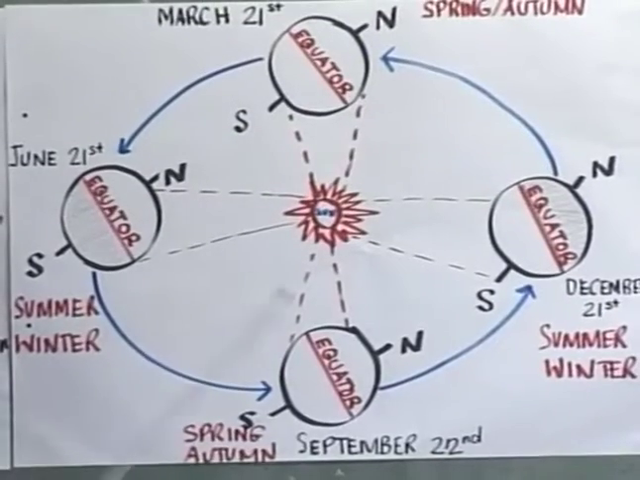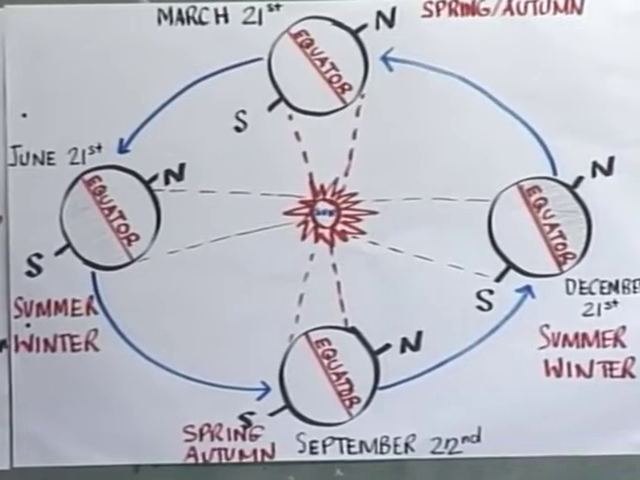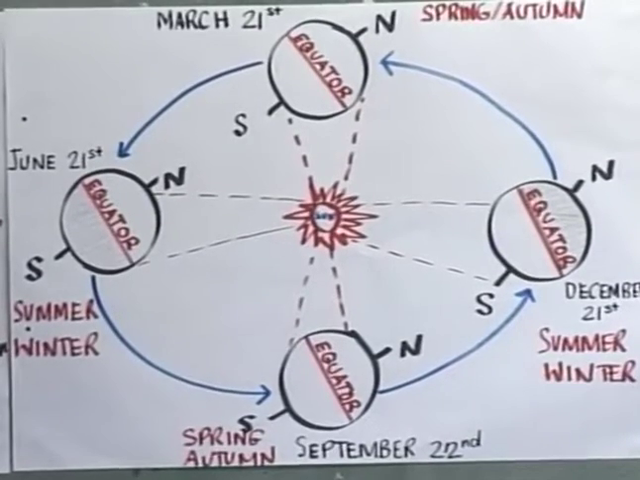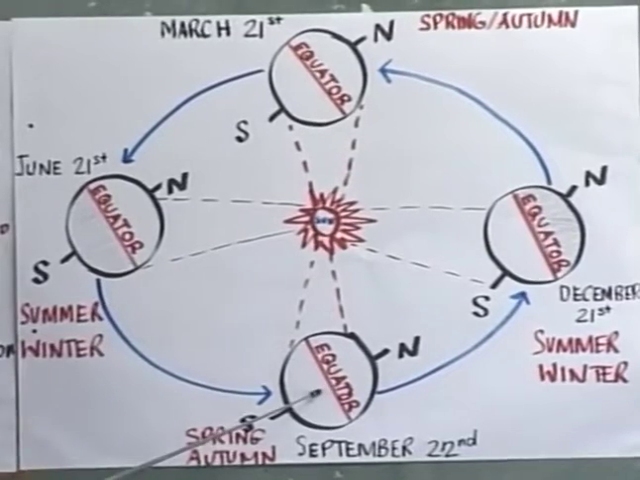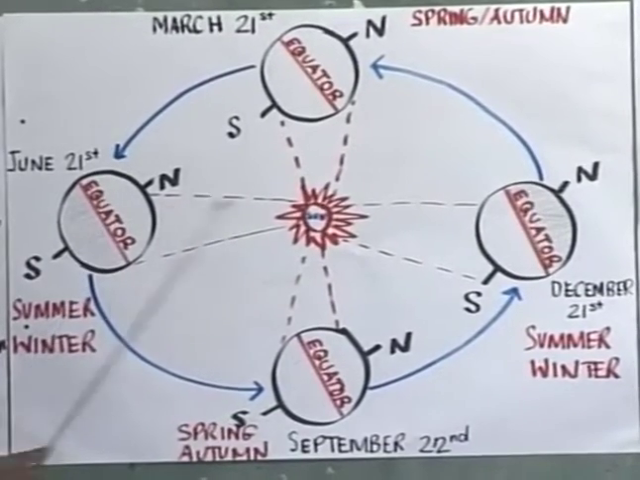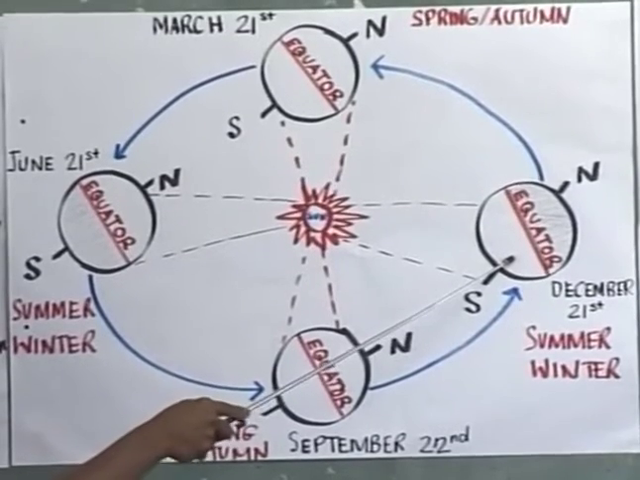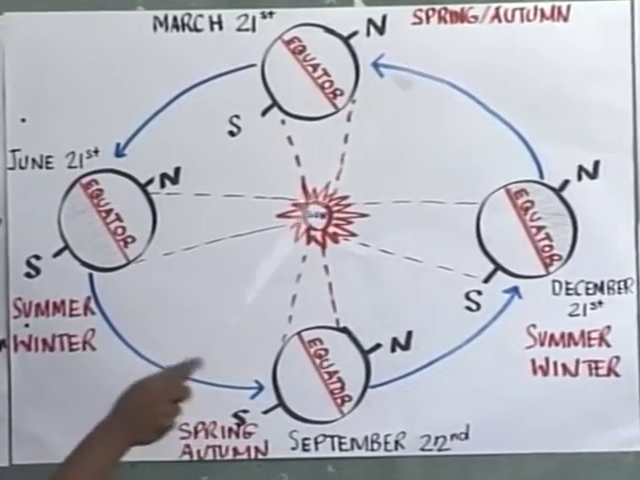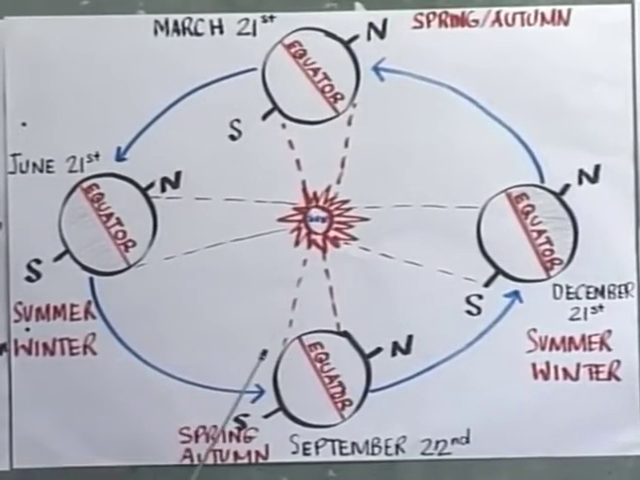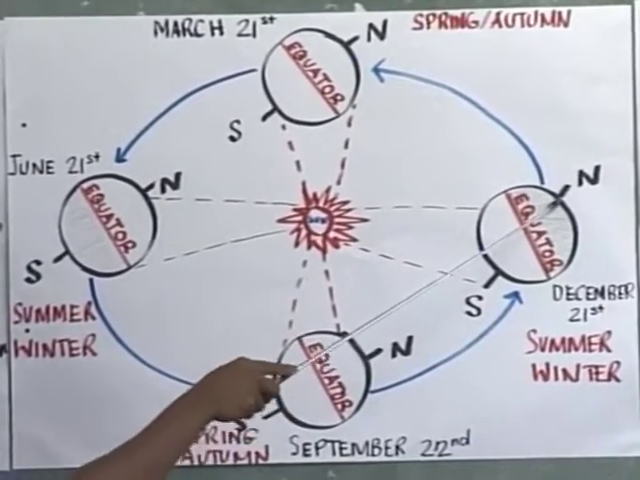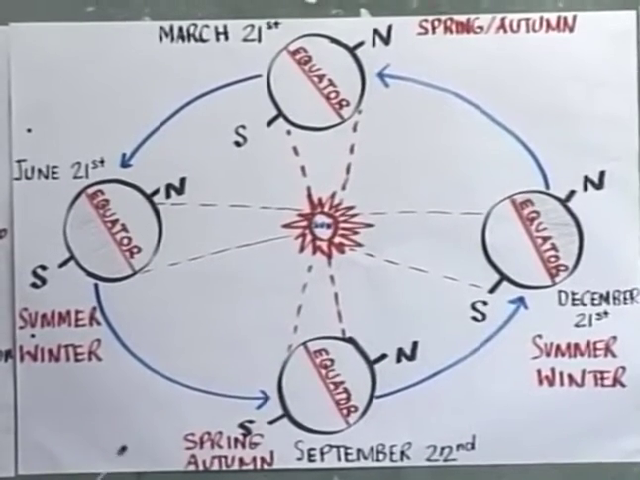So this is another way of showing the same information. Varying length of day and night: 12 hours of day, 12 hours of night in these 2 positions here. In these 2 positions here, we have longer days or longer nights, depending on which hemisphere is facing the sun or closest to the sun and which one is away from the sun. The hemisphere away from the sun will experience longer nights. Those closer to the sun will experience longer days.